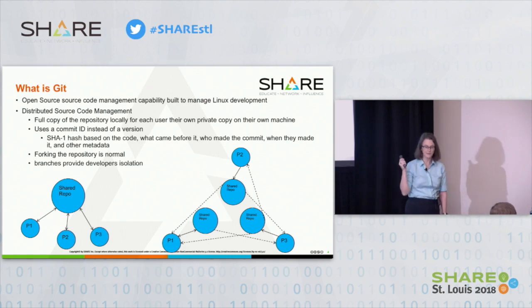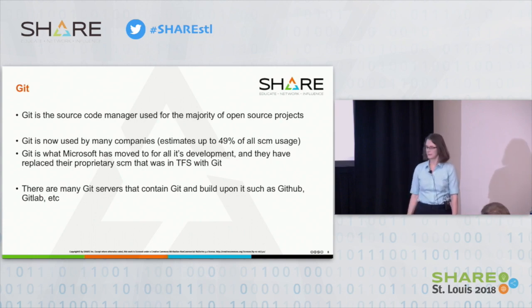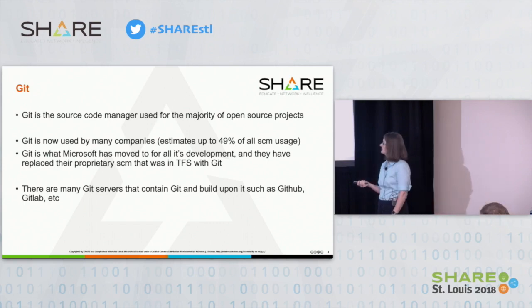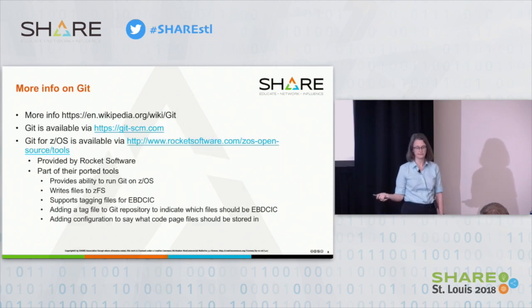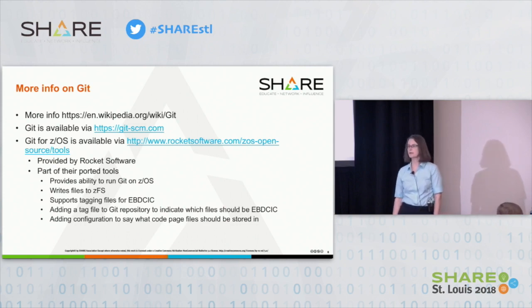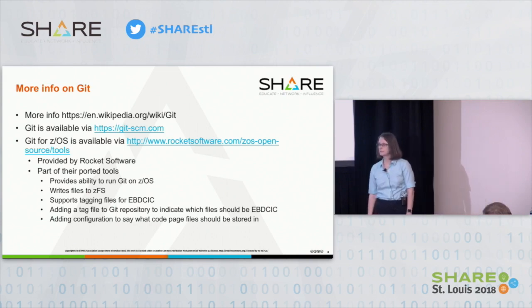But since you all already know about Git, then this doesn't matter, other than somewhere near 48% of all SCM usage, 49% of all SCM usage is now on Git, and people continue to move and adopt Git. I included these links in here so you can get them. It is important to recognize that in order to use Git on z/OS, we do need the Rocket port of Git. That gives you the z/OS side of the capability. It does the ASCII to EBCDIC translation for you.